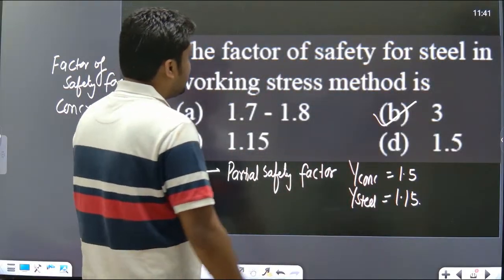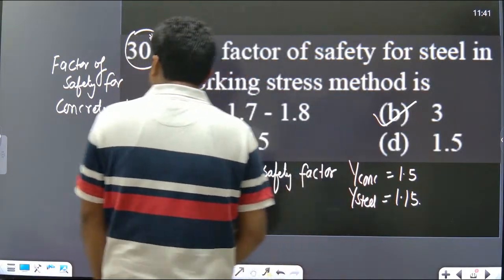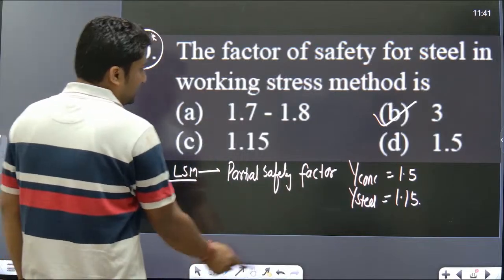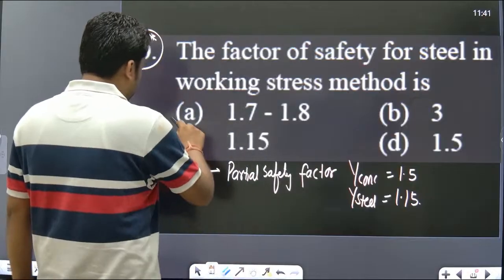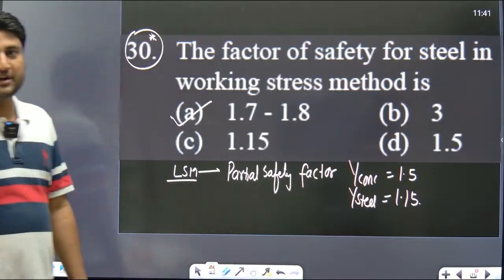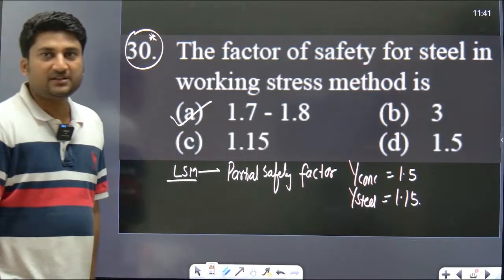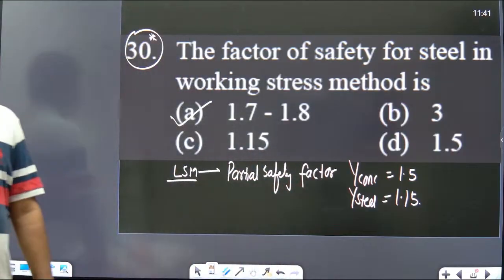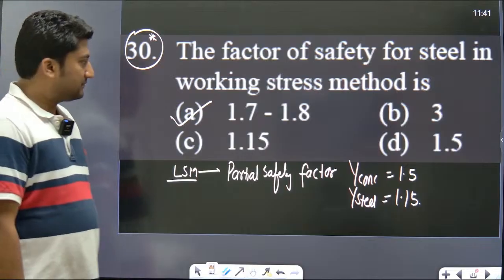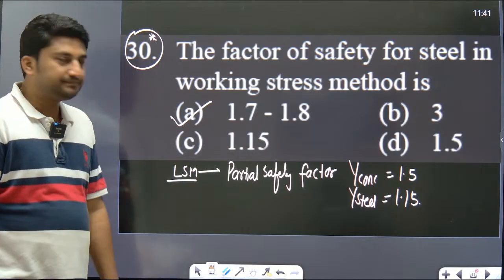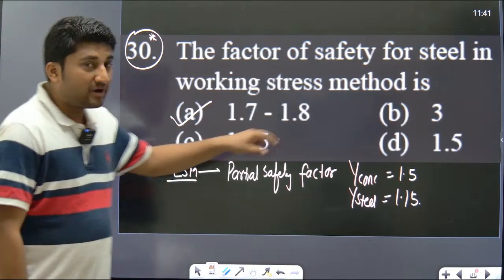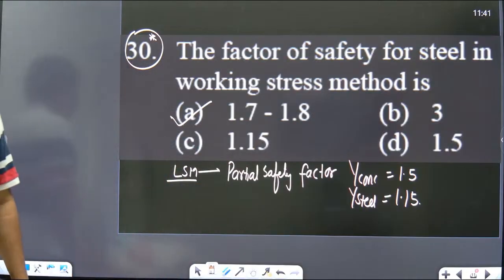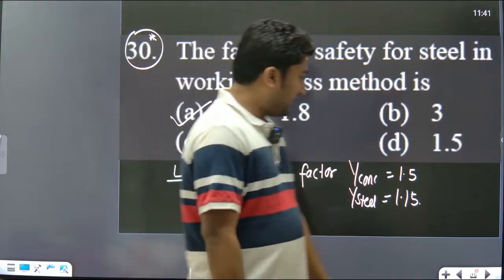steel. So factor of safety for steel. I'm so sorry, you are asked with the steel. So if steel is asked, you get the value as 1.7 to 1.8. Option A is the correct answer. Clear everyone? And for concrete it is B. Understood? We'll move with the next question.